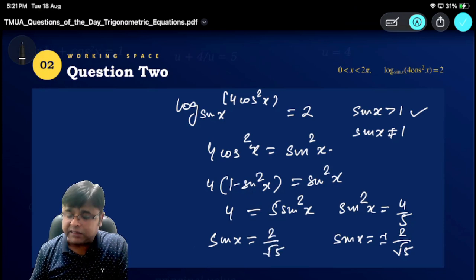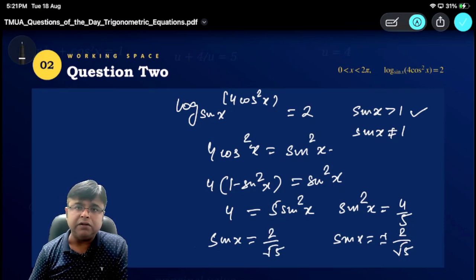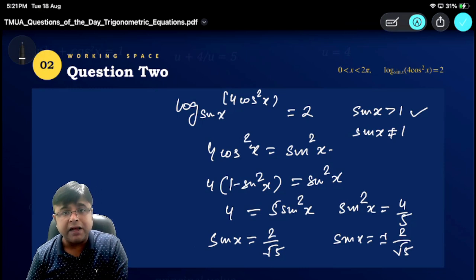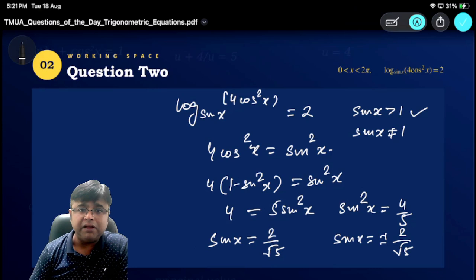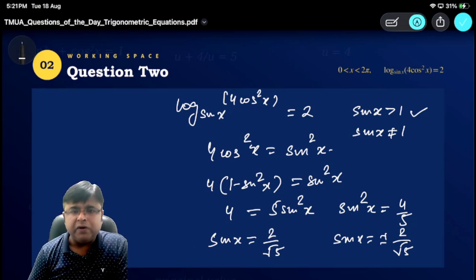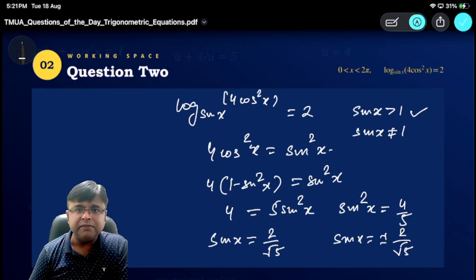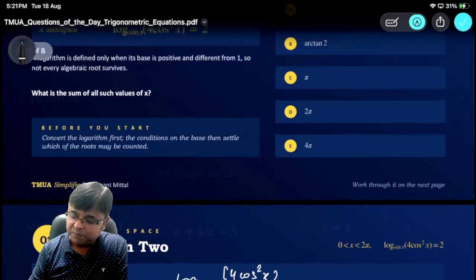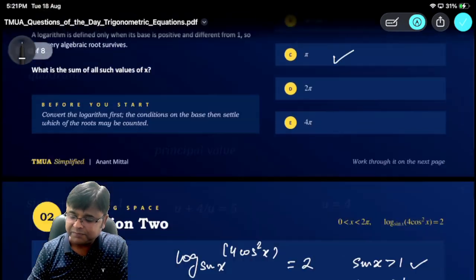Now it asks for the sum of the values of x. You must be wondering, okay, this is not a standard value, so how will I find the angle for it without calculating? But you don't have to worry. Why? Because I know sine is positive in the first two quadrants. So if one of the solutions is theta, the other is pi minus theta. So eventually the sum of both of them will be pi. No matter what the angle is, the sum of the values will always be pi. So the answer is pi.